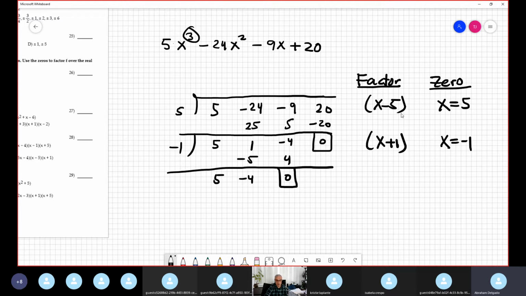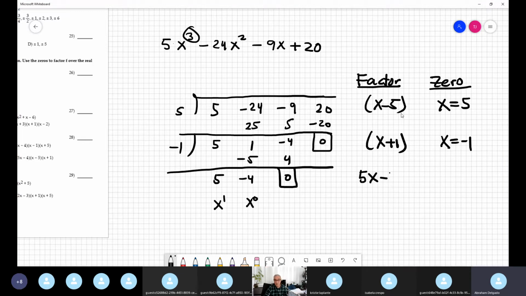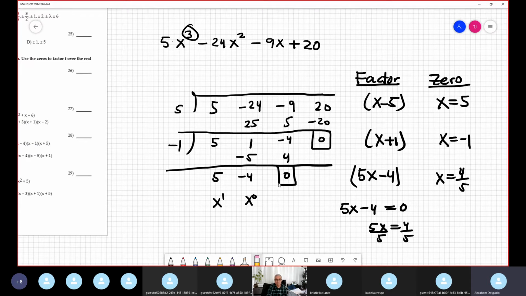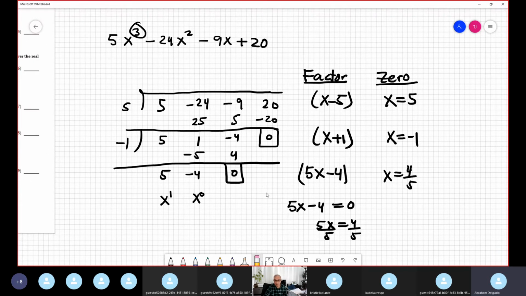The other factor was 0.8 positive. Where does that come from? Well, this is x to the 0. This is x to the 1. Actually, this factor is 5x minus 4. And so what is the zero? Easy. You take the expression and force it to be equal to 0. 5x is equal to 4, divide by 5 both sides. x is equal to 4 over 5, which is obviously 0.8 in decimal approximation.